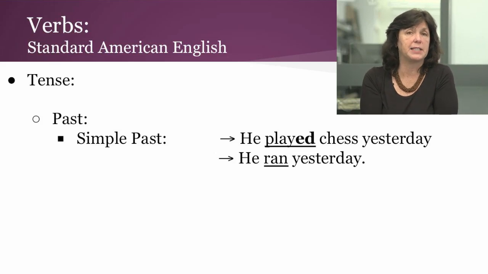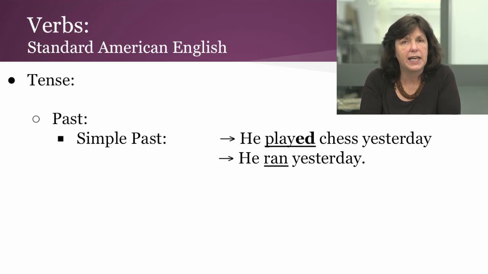The simple past expresses actions, states of being, or occurrences that happened and finished happening in the past. In expressing tense, verbs usually change their spelling and take on a different form. Here we have what's called the regular past tense because you take the verb stem, usually the first or second person form of the verb, and you add the inflectional morpheme ed. So, he played chess yesterday.